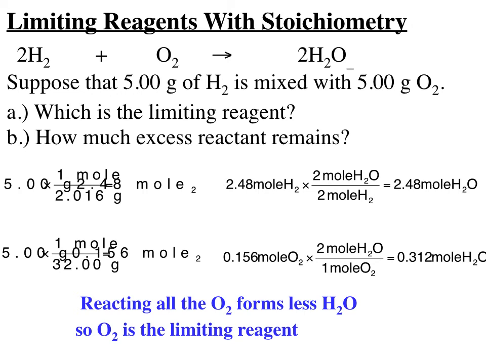I started with 0.156 moles of O2 based on the molar mass of it and how many grams I began with. The stoichiometry of H2O to O2 is 2 to 1. So converting the moles of O2 into the total number of moles of H2O it could possibly form, I find that it could possibly form 0.312 moles of H2O. Since the O2 that is present will form the least amount of product, it must be the limiting reagent, because when that least amount of product is formed, the limiting reagent is gone and no more product can be formed. So we find that O2 is the limiting reagent.